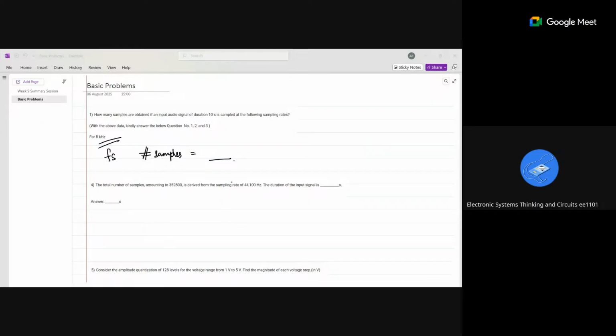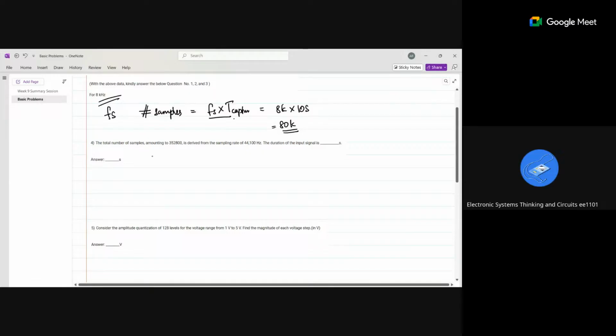It's sampling rate multiplied by the time. Yeah, multiplied by 10 seconds. So number of samples is nothing but sampling rate into capture time, right? Sampling rate is 8K, whereas capture time is 10 seconds. So it is 80K. So I'll get 80K samples.